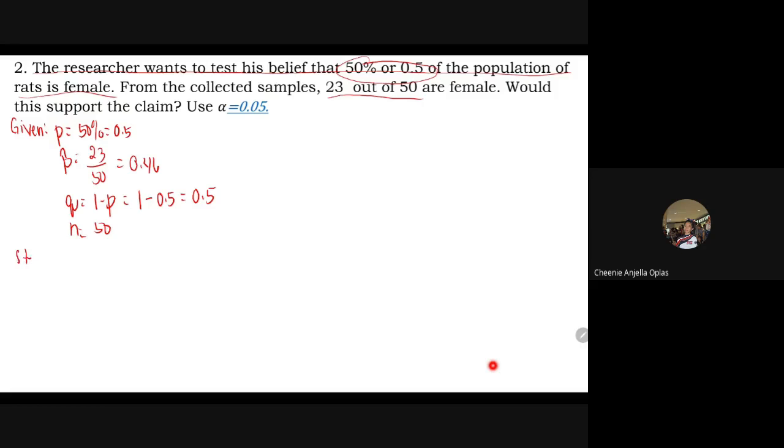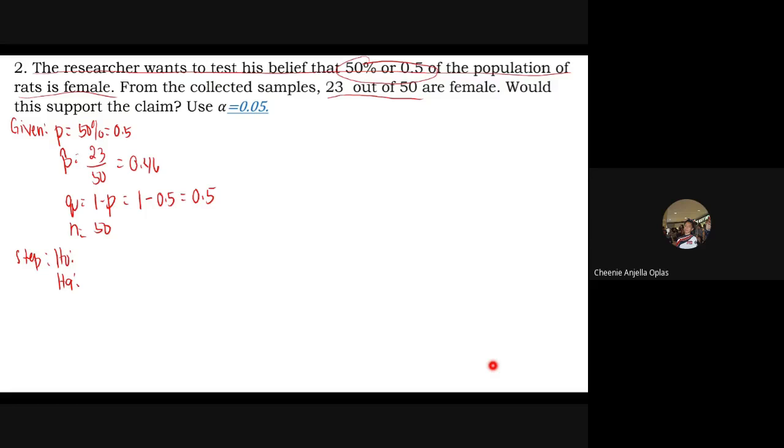So step 1, you have to formulate the null hypothesis and the alternative hypothesis. There's a clue in the problem for you to determine whether it is two-tailed or one-tailed. You look at sentence number 1. What is the clue there? The researcher wants to test his belief that 50% or 0.5 of the population of rats is female.